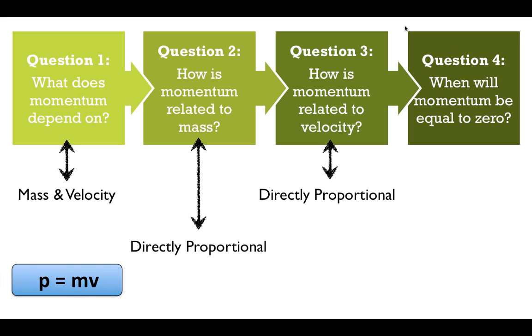And lastly, when would momentum be equal to zero? Well, an object has to have a mass, because mass is just a measurement of how much stuff something is made of. So if you have an object, it has to be made up of stuff, unless it's an imaginary object or something like that. But it's going to always have a mass. So if it has to have a mass, the only way to have momentum equal to zero is if velocity is equal to zero. So if you have no velocity, then you're going to have no momentum.